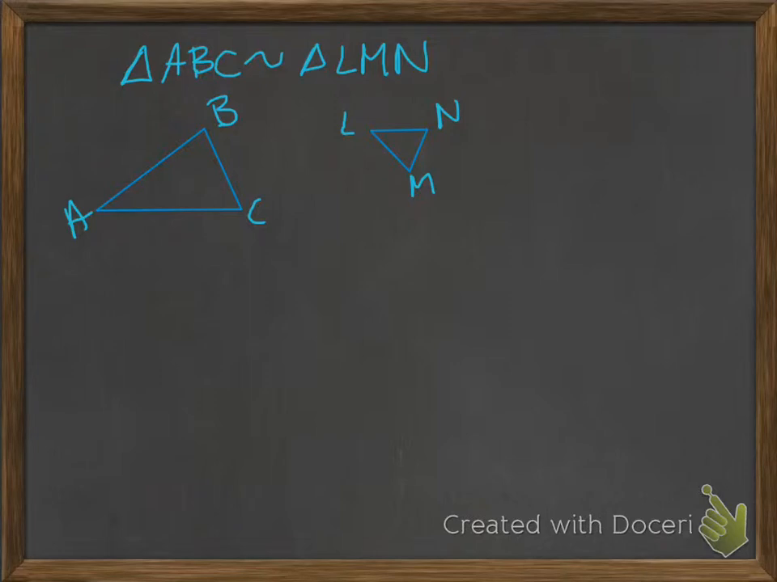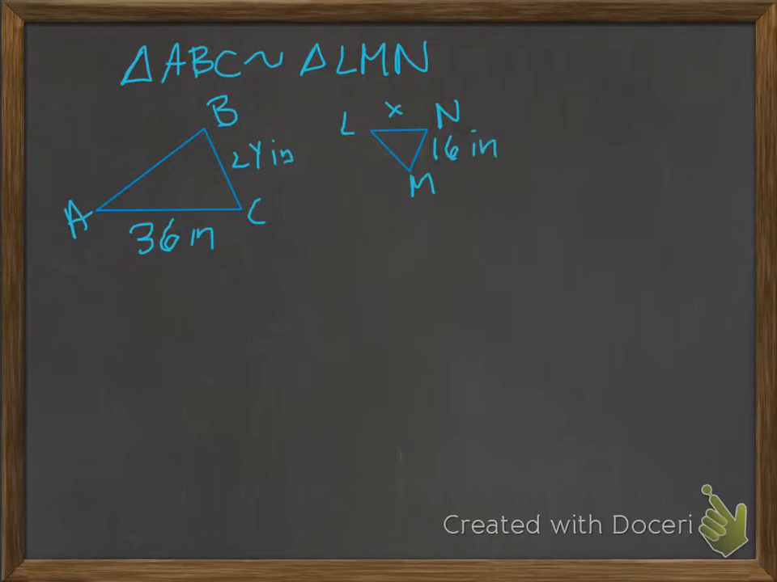So for figure ABC, we have 2 of the side lengths. We have 24 inches and we have 36 inches. And then for L and M, we only have one of them. So we have a variable X representing the side we don't know, and the other one is 16 inches.